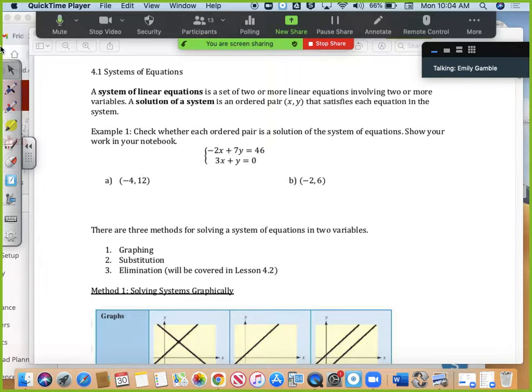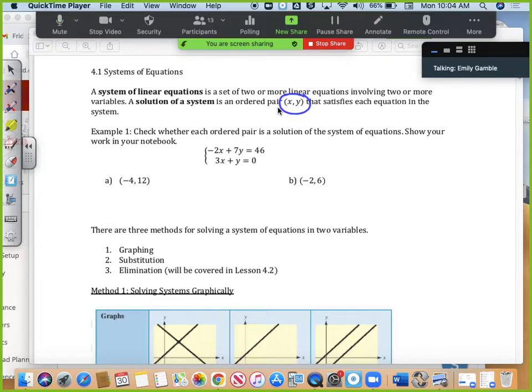All right, so today we're going to start section 4.1, Systems of Equations. A system of linear equations is a set of two or more linear equations involving two or more variables. So usually we use x and y. A solution to a system is an ordered pair that will satisfy both equations in the system. So the solution of a system of equations is usually an ordered pair.